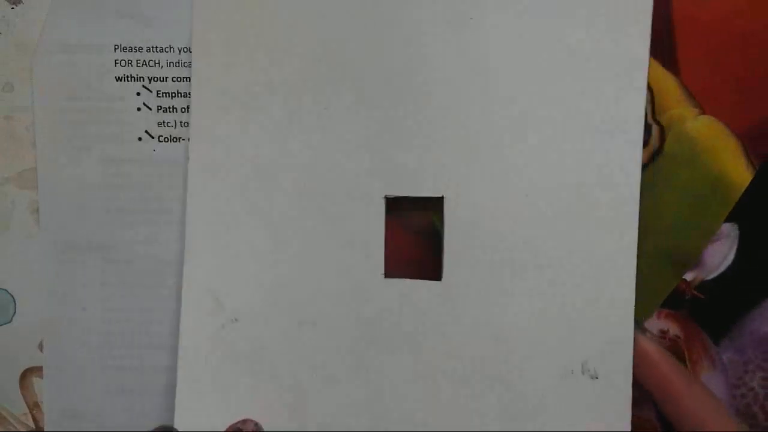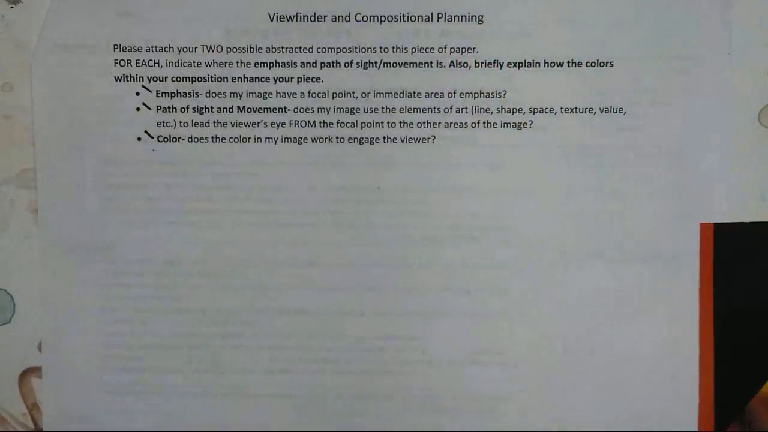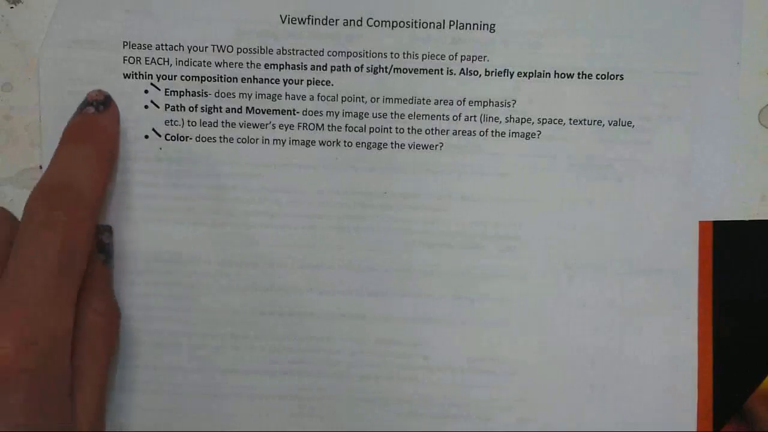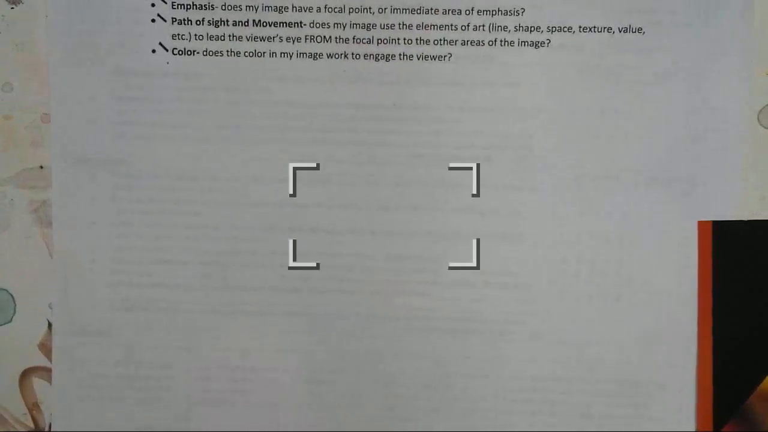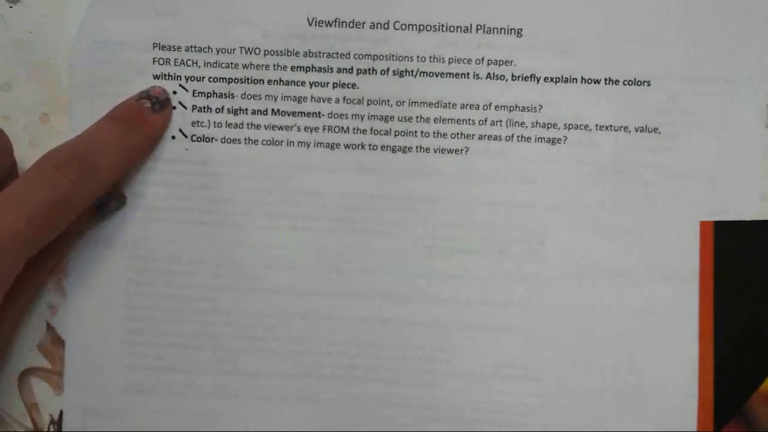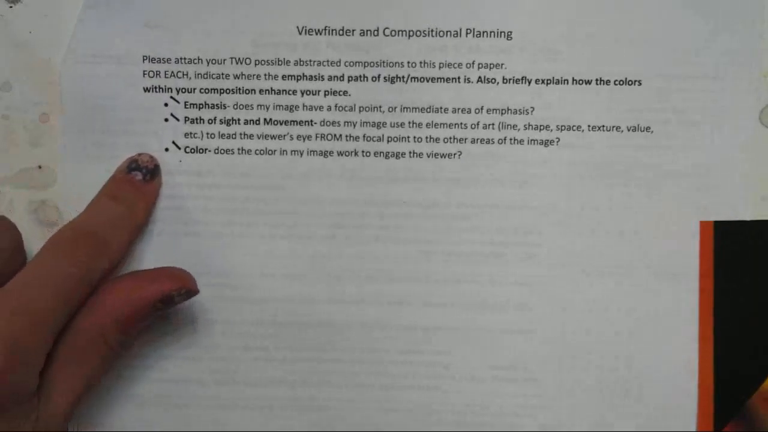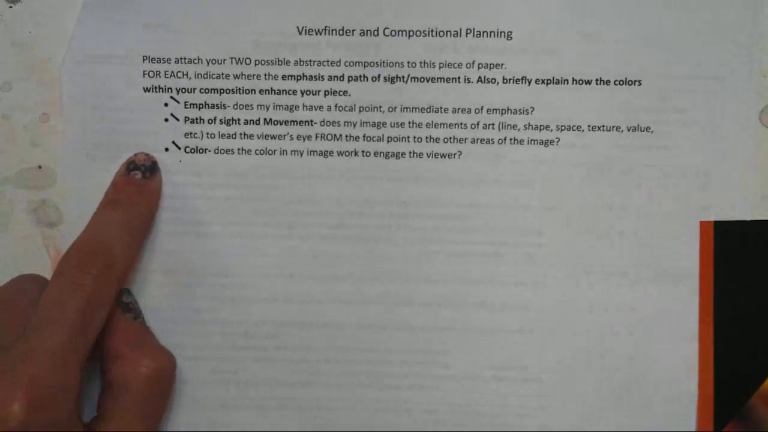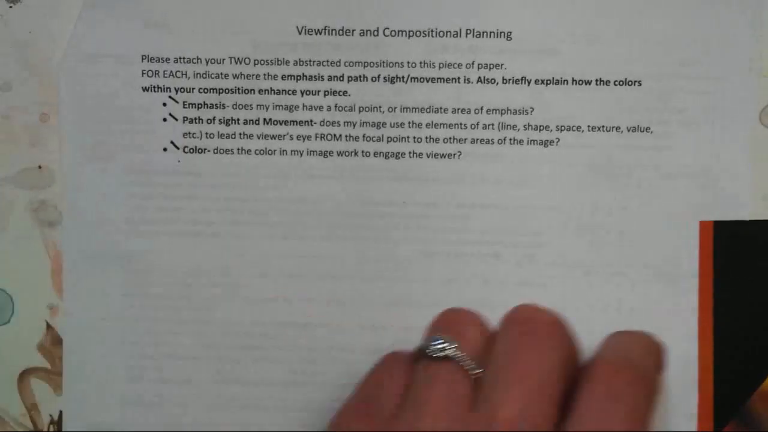You're going to want to grab two viewfinders, which are over by the paper cutter, and for the planning section of this assignment, attach two possible abstracted compositions here and here on your piece of paper, and then you're going to briefly write about how each one involves emphasis, path of sight, and movement and color. You're then going to choose one of the two compositions you create as a basis for your abstract painting.